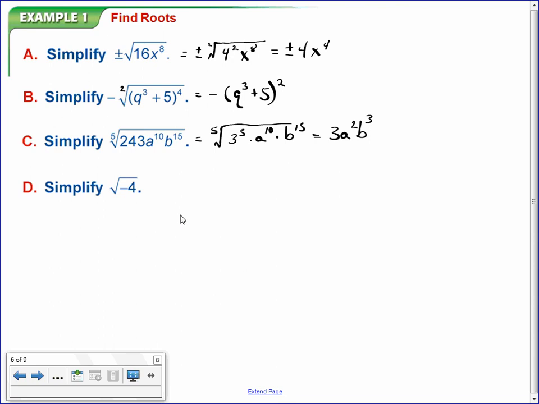All right? And last but not least, we covered these before. When you have the square root of a negative number, you're going to have two answers in this case. And the square root of 4 is 2, and don't forget about that i. That will happen from time to time. All right, so that's my first example for you.